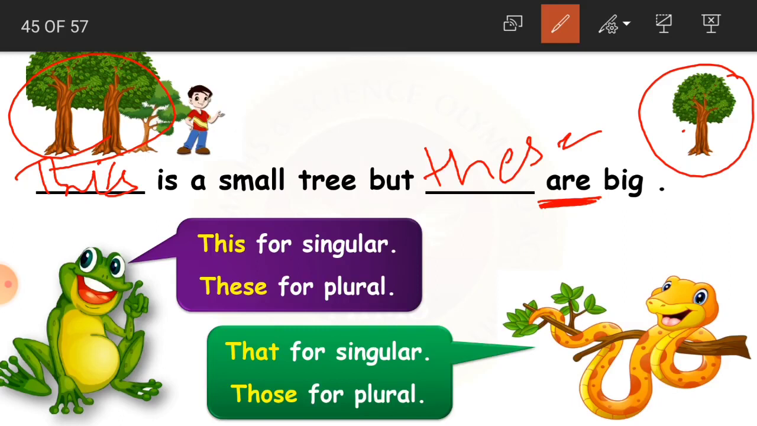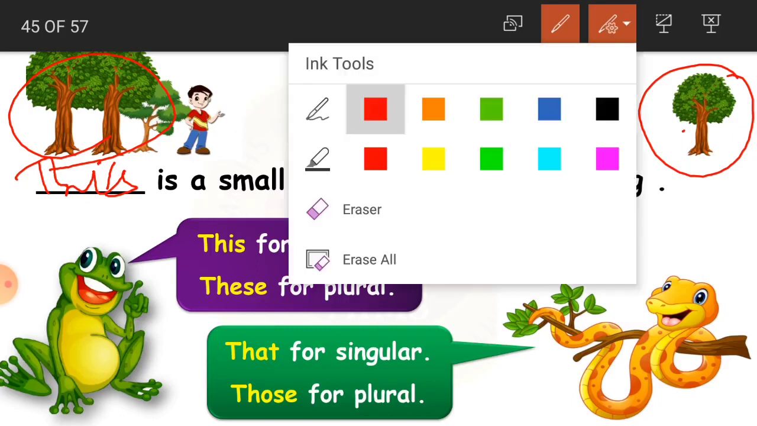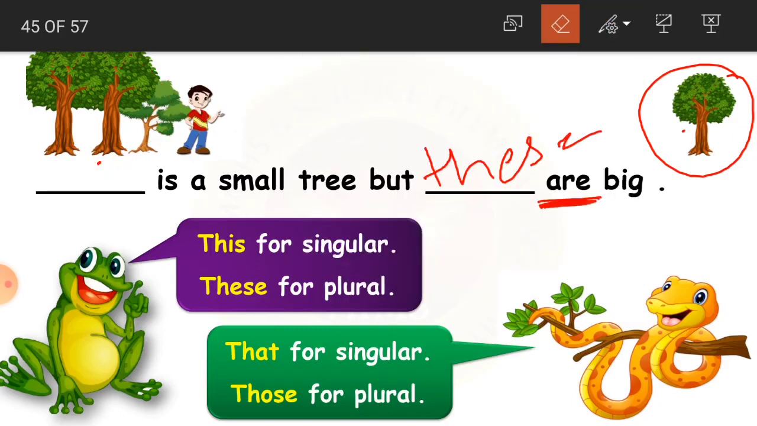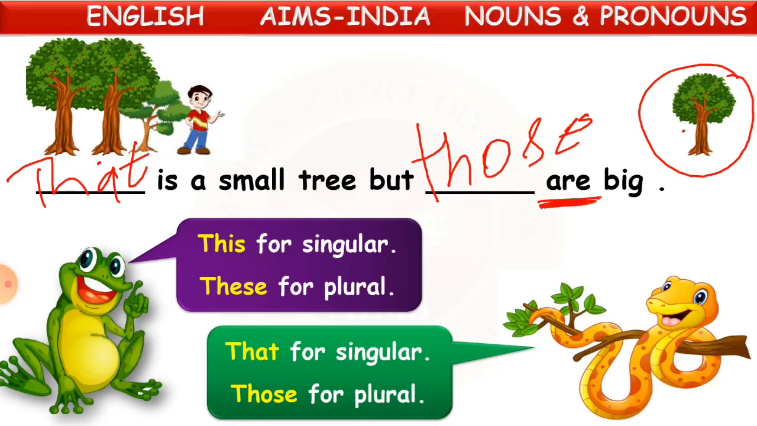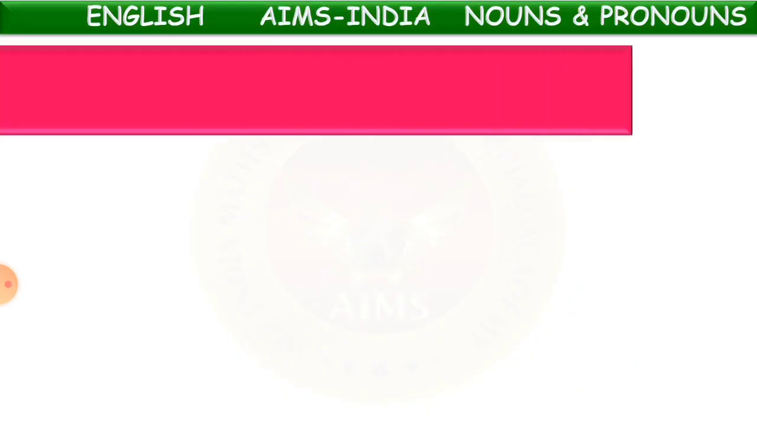Same way, if you want to use the same sentence with that, how will we use it? That is a small tree, but those are big. Okay, that is a small tree, but those are big. Clear, children? So these are what pronouns? Demonstrative pronouns. Okay, children?